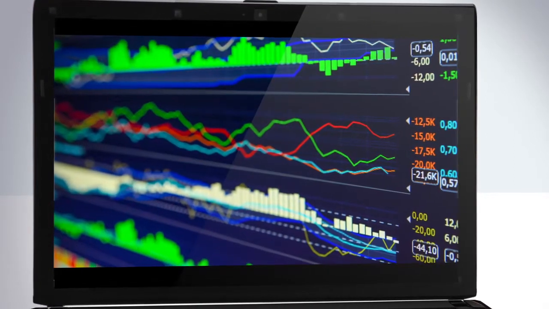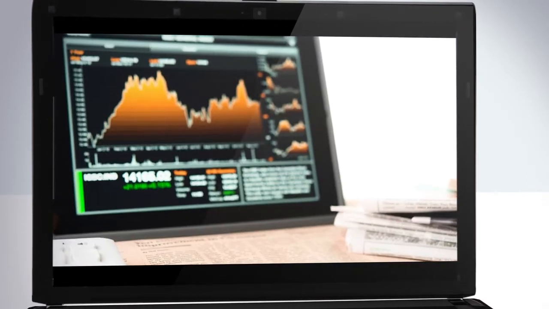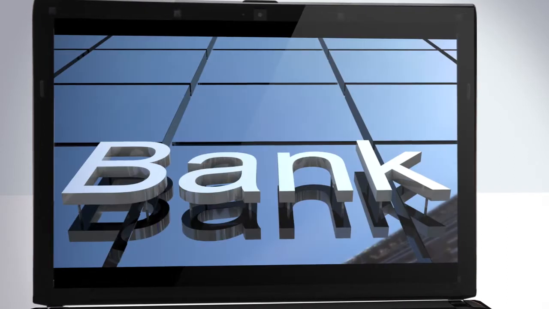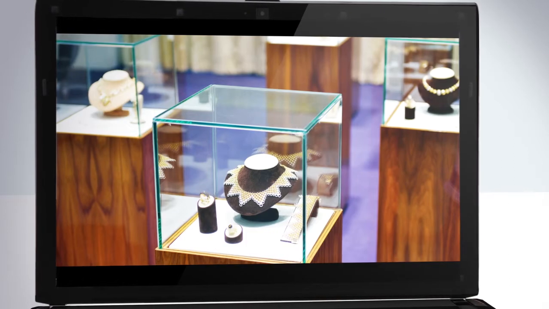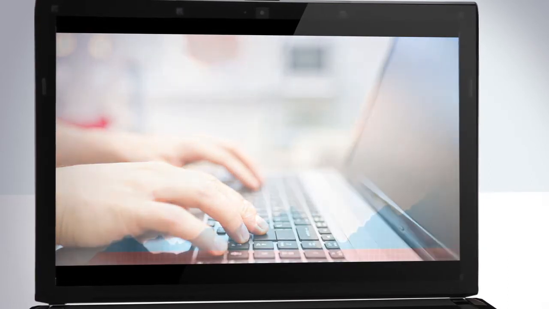Metals are traded actively worldwide 24 hours a day, and most of the transactions are conducted electronically. Various market participants like banks, brokers, investment companies, jewelers, industrialists, and private individuals are the active players in this market.